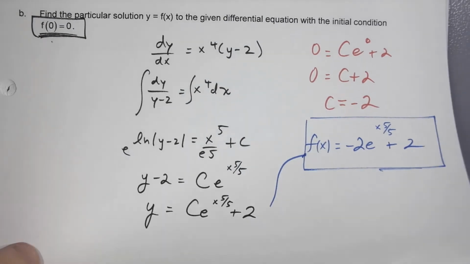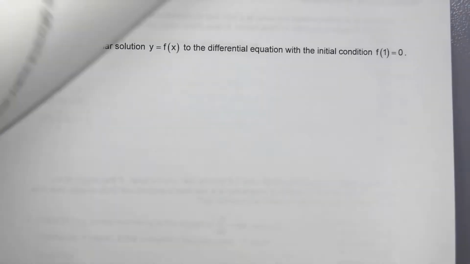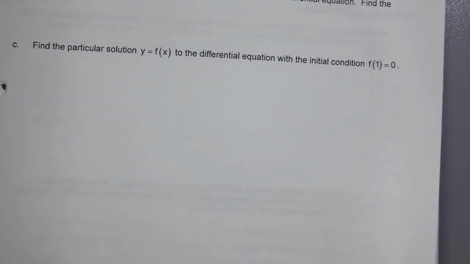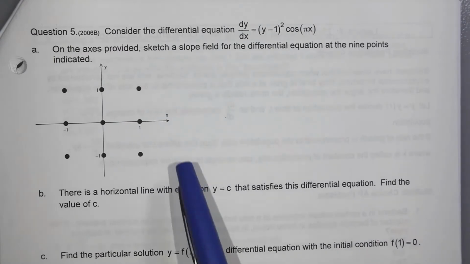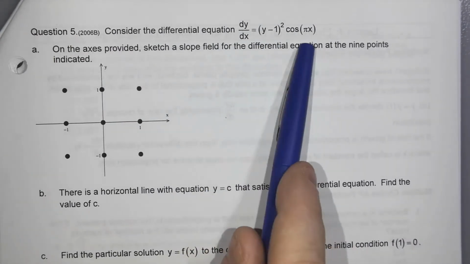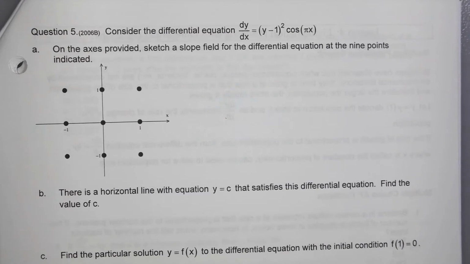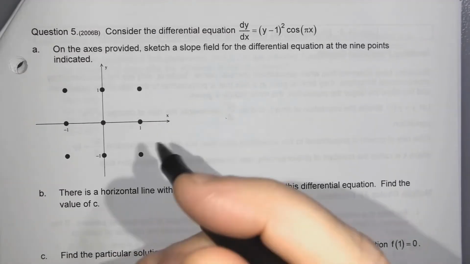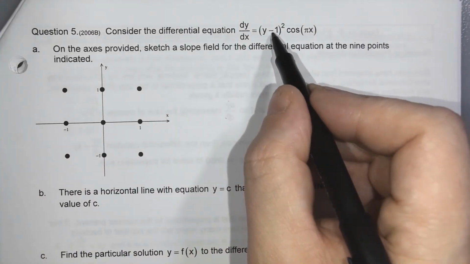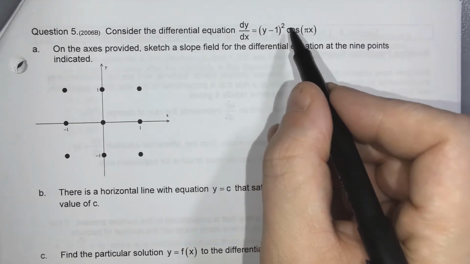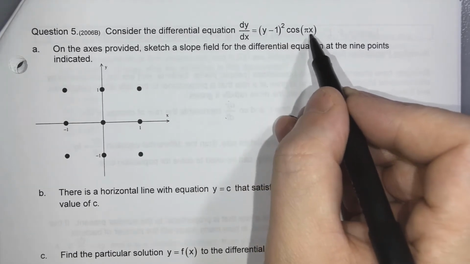Okay, next, problem number 6. Oh, only 5 problems. We'll do problem number 5. Problem number 5 says, consider the differential equation dy dx equals y minus 1 squared times cosine pi x. First of all, on the axes provided, sketch the slope field.